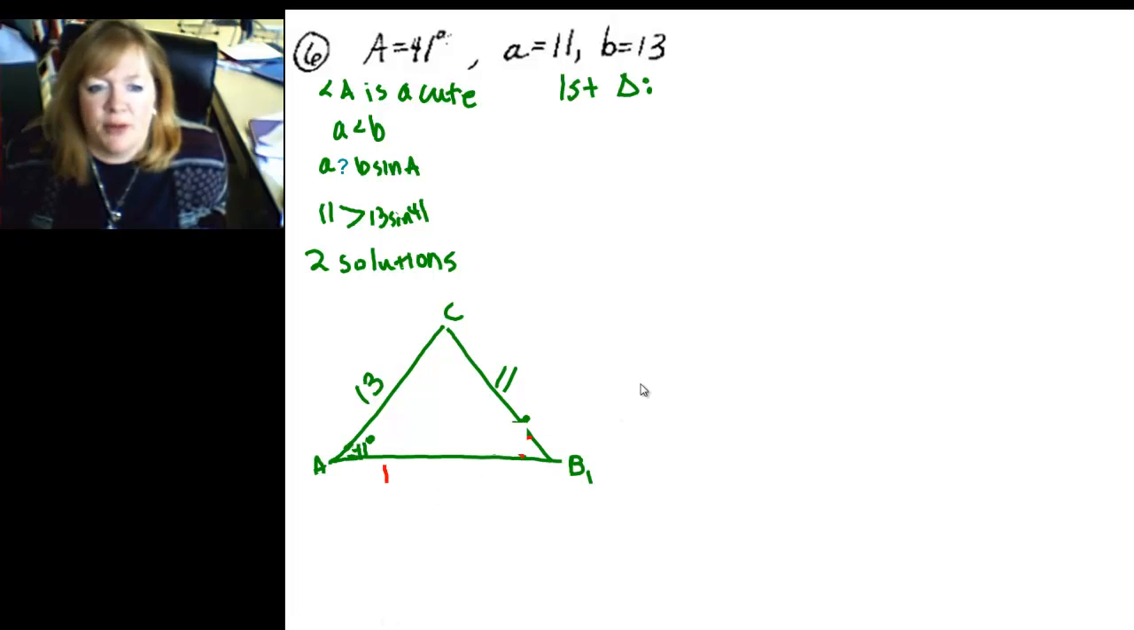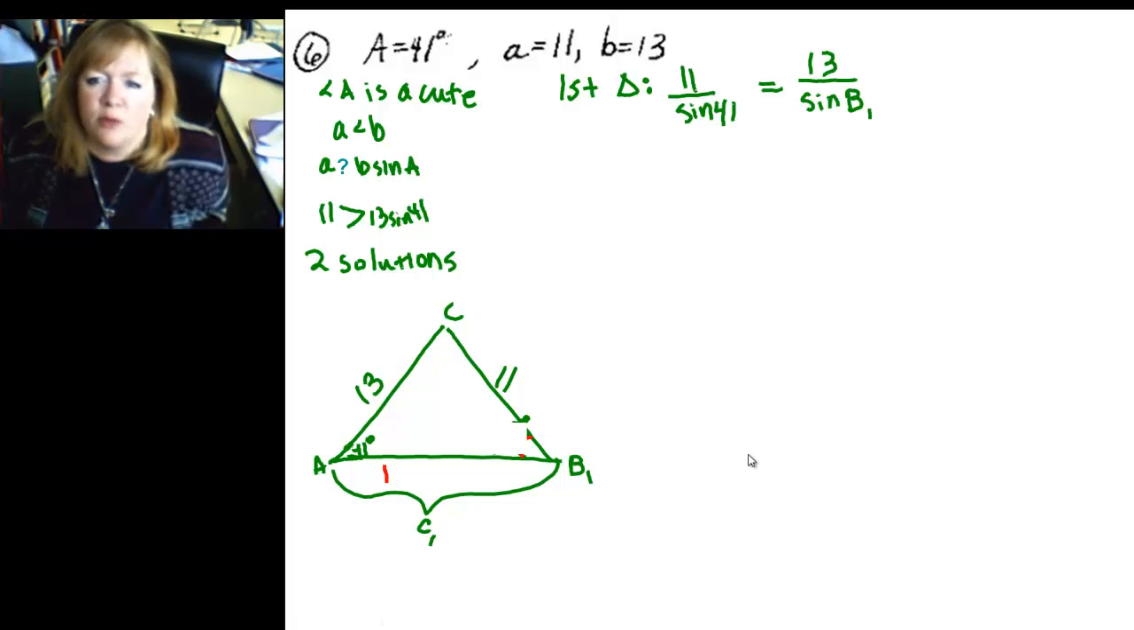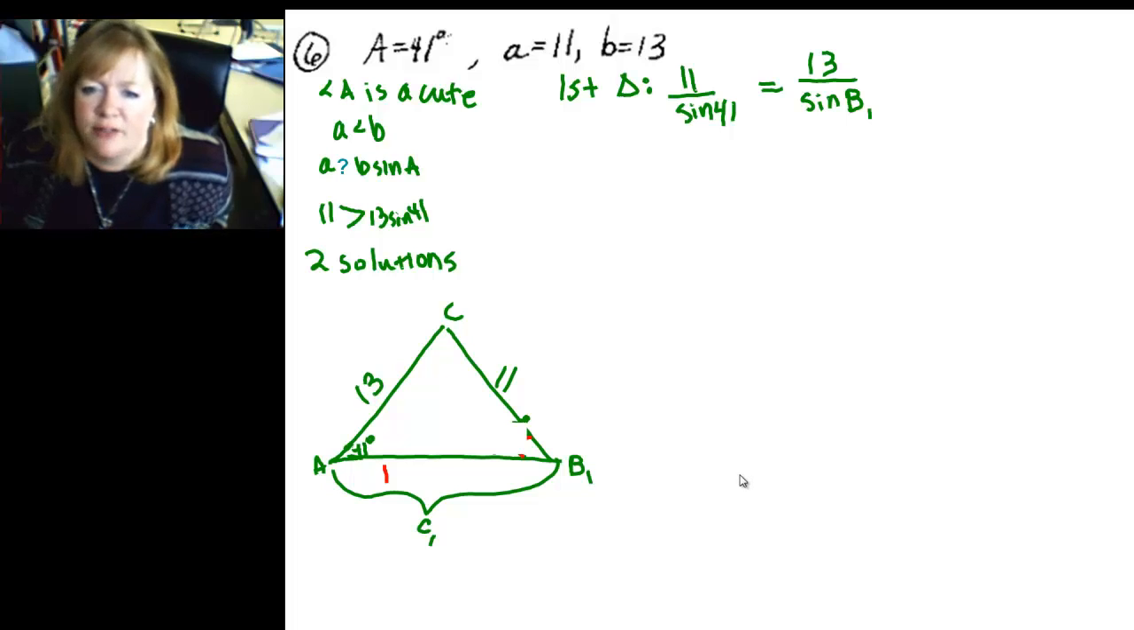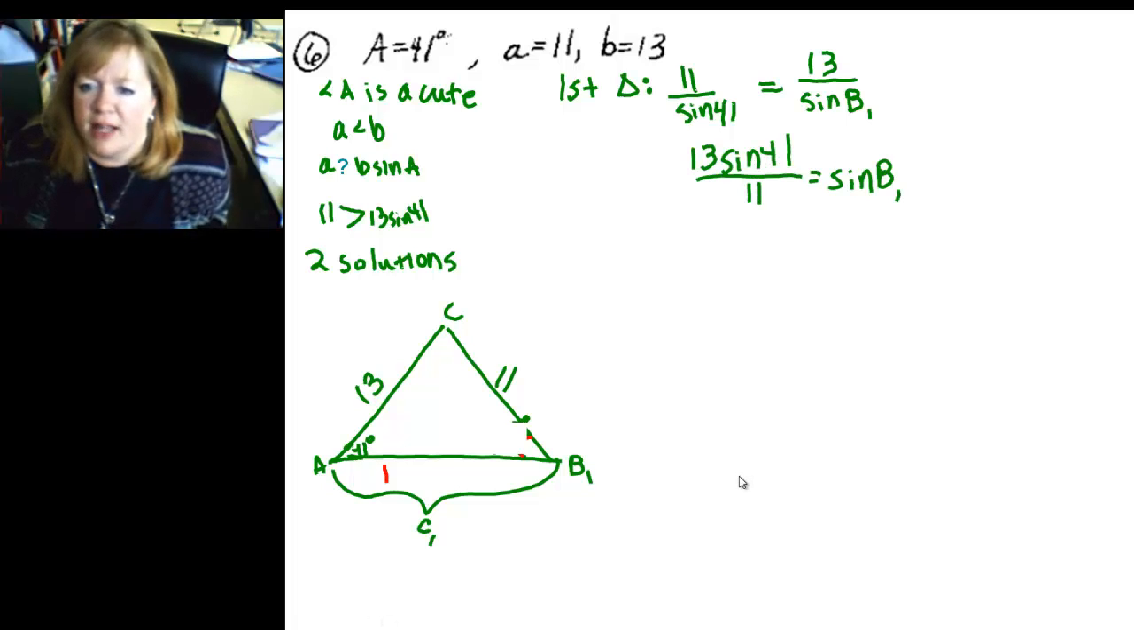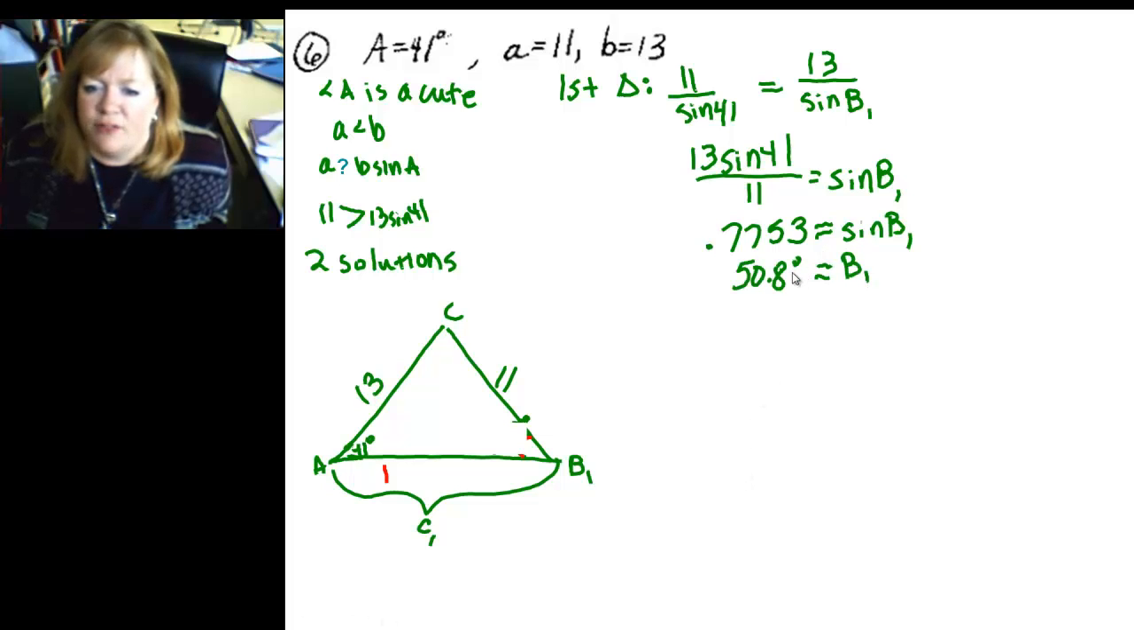First step on this is to solve this triangle. I'm going to use the law of sines. So I'm going to get little c1 and I'm going to get b1 and angle C. So I'm going to take 11 over the sine of 41 and set that equal to 13 over the sine of b1. When I solve that down, I'll take sine inverse and I will get 50.8 degrees. So there's b1. That means angle C1 would have to be 88.2.